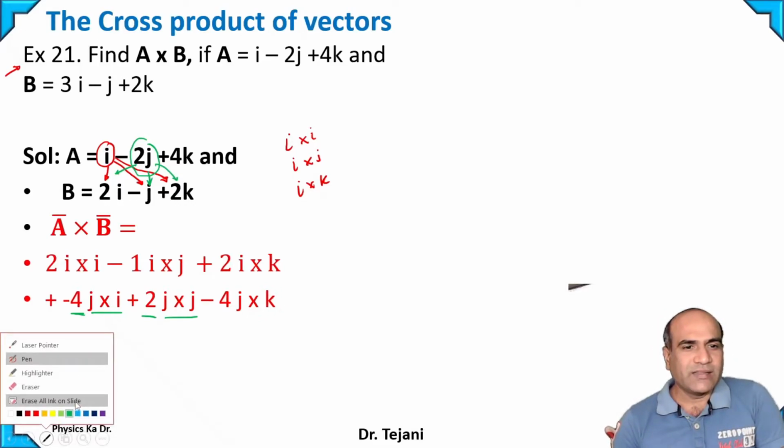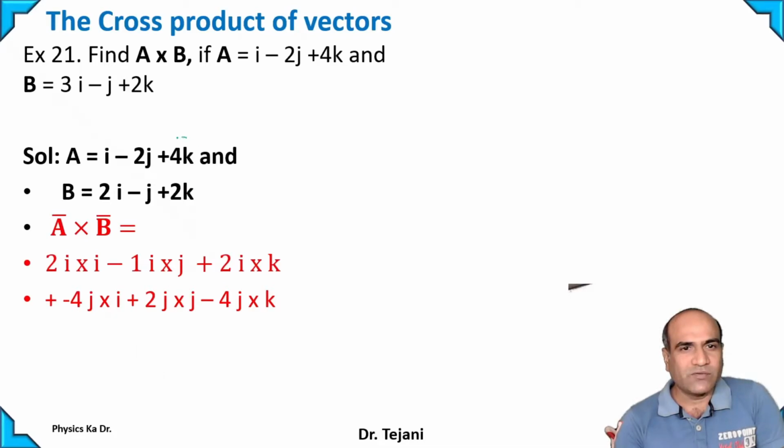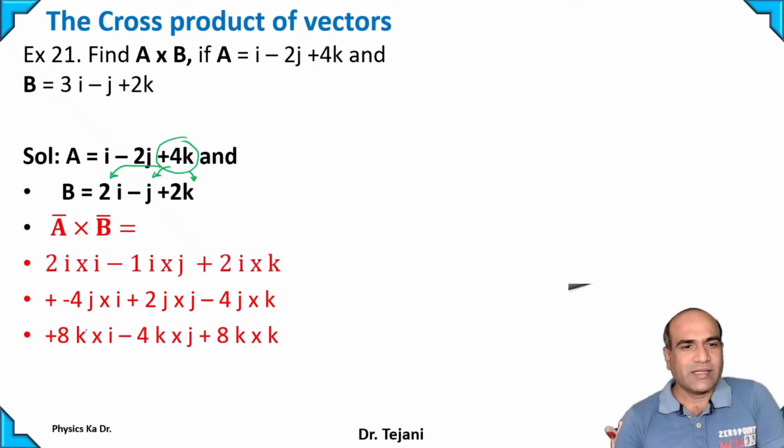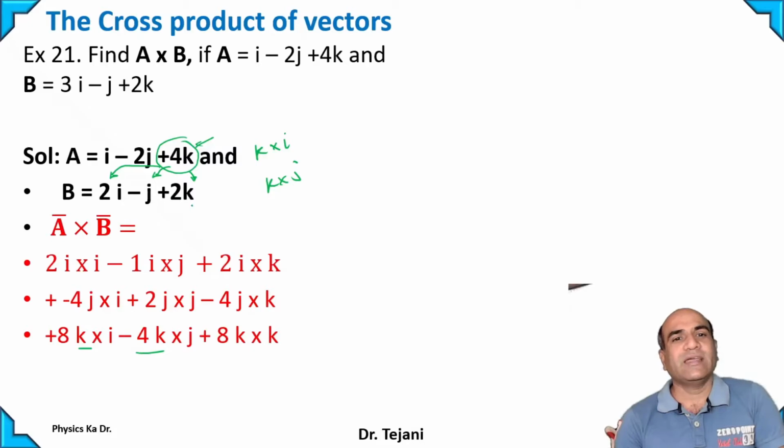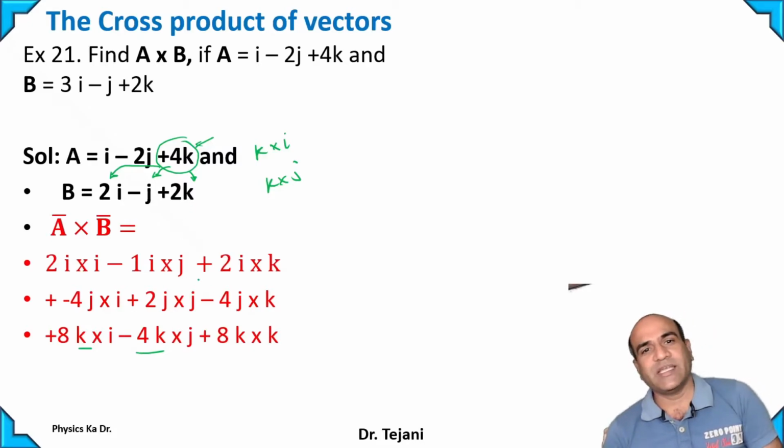And the last one is 4k. So multiply 4k with 2i, 4k with minus j, and 4k with 2k. So 4k multiplied by 2 becomes 8 k cross i, because k is coming first. Second is 4 multiplied by minus 1, so minus 4 k cross j. And the last one is 4k multiplied by 2k, so it is 8 k cross k.